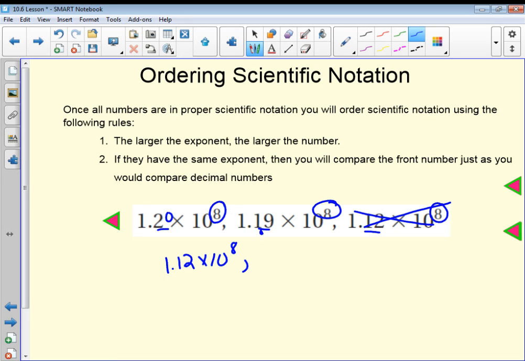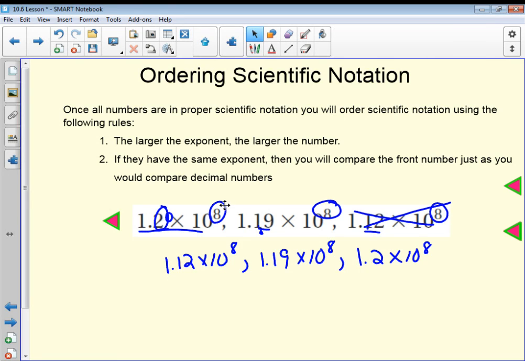Then 19 would come. So 1.19 times 10 to the 8. And then finally my 1.2. 1.2 times 10 to the 8. The most common mistake is kids think because this really only had one number behind it, it's worth less. No, remember, once you're in decimal form, you're working with the place value, and that's really 2/10, whereas this is 19/100ths and 12/100ths, okay? All right, so let's try some more of these.